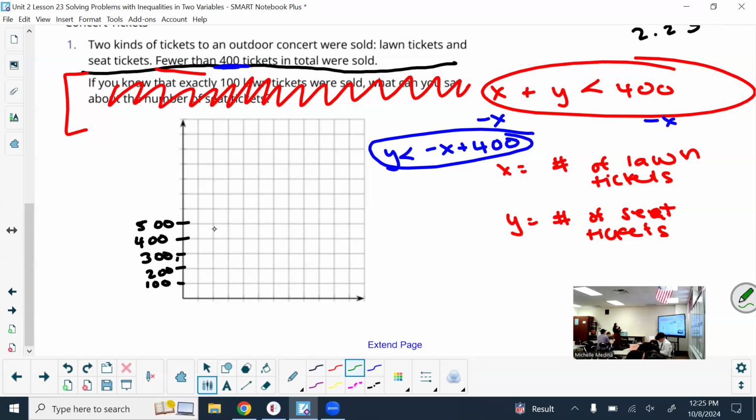My y-intercept is 400, so I put a dot there. You should probably label what this represents. What did we say our y-axis is? Or our y values are? They're the number of seat tickets. And then X was the number of lawn tickets sold.